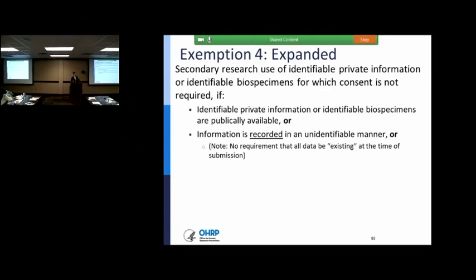And I will point out now, for the sake of not tricking you later, that the requirement that all the data be existing at the time of submission is no longer the case for Exemption 4. If you know the pre-2018 Exemption 4, when you proposed a study and wanted to use this exemption, the data had to all currently be in existence. That's actually not the case now under the Revised Common Rule.